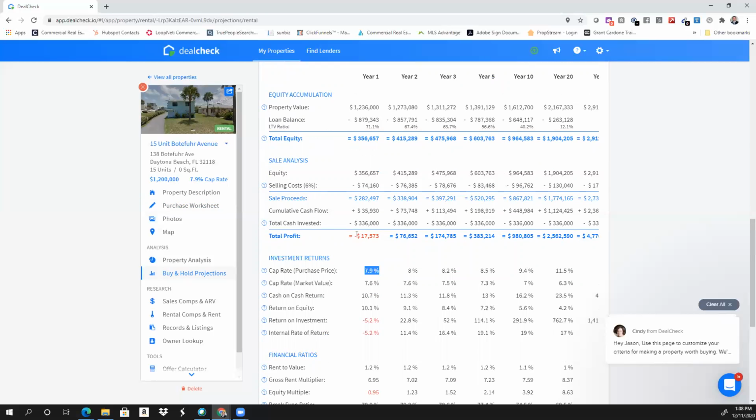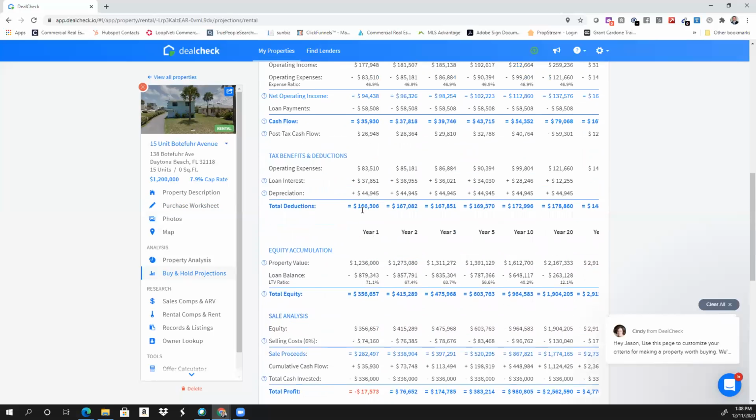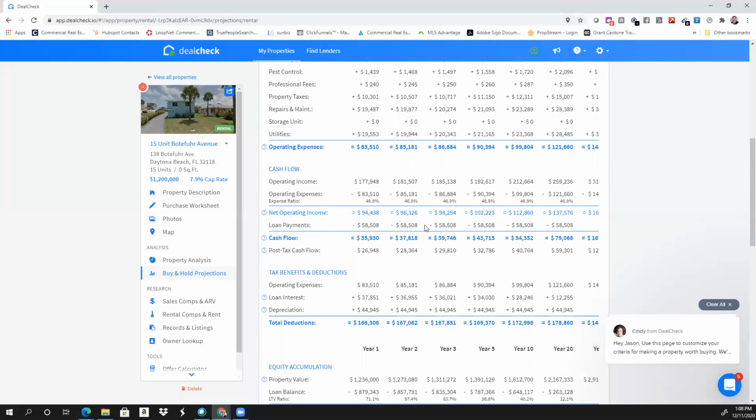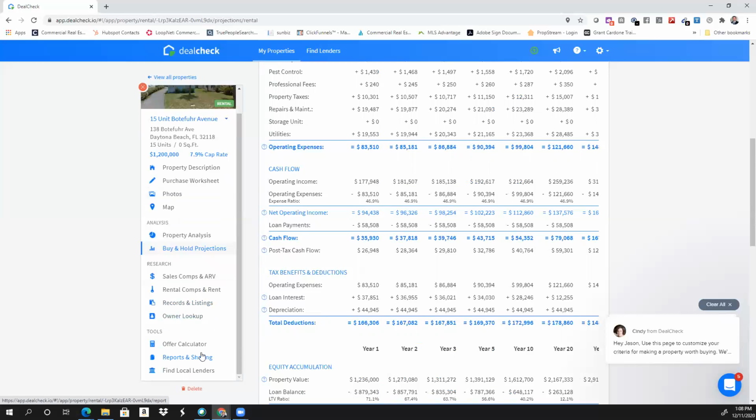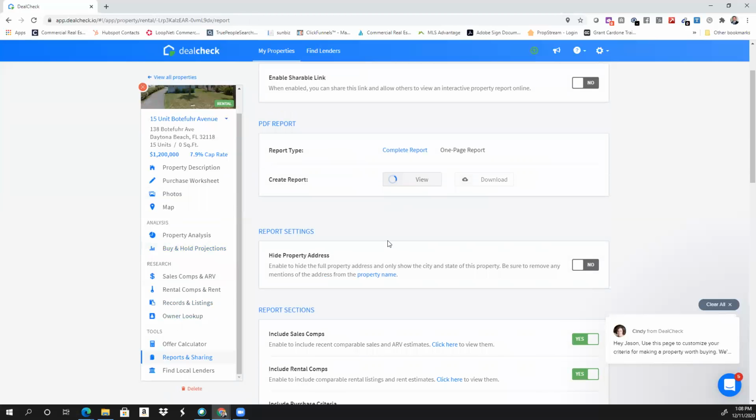Equity in the deal, 350. So if you have your calculator on you and you look at that, here, let me spit out the report so you guys can see the final product here. Let's see, share report, reports and sharing. Okay, let's view it.